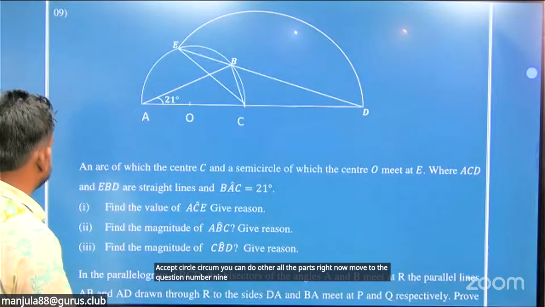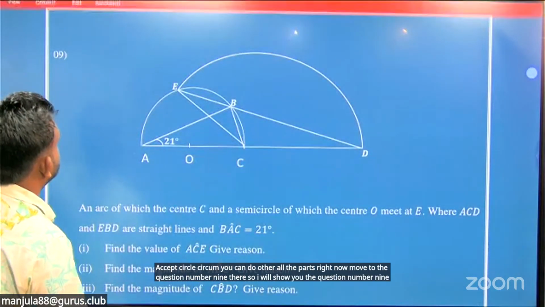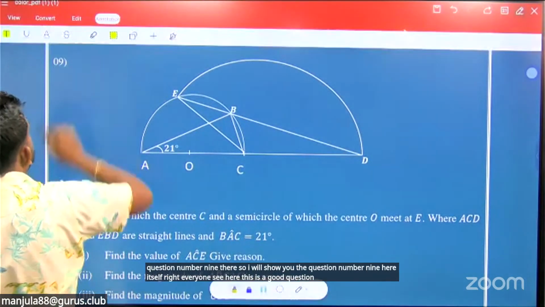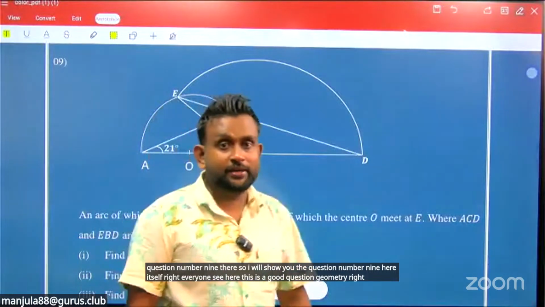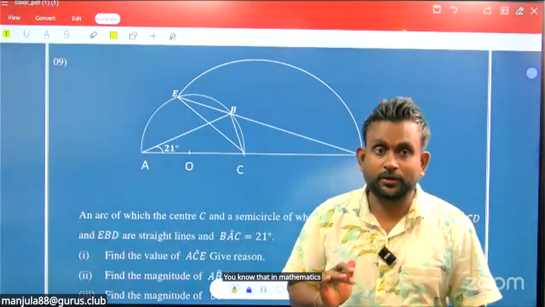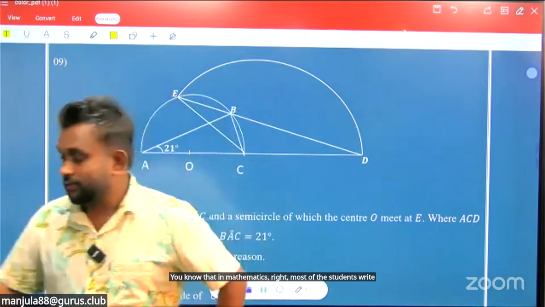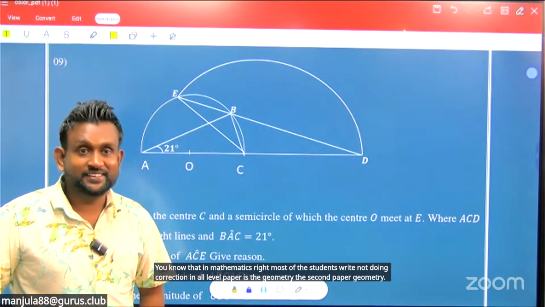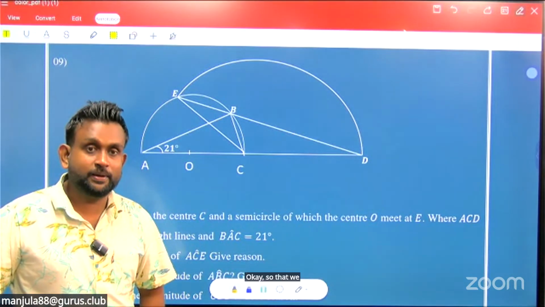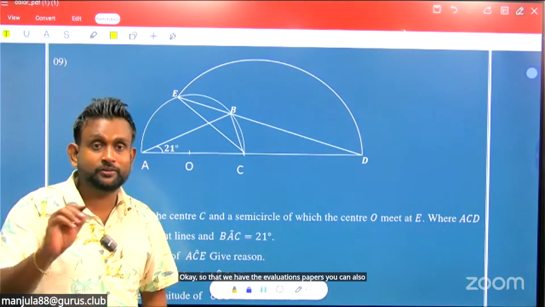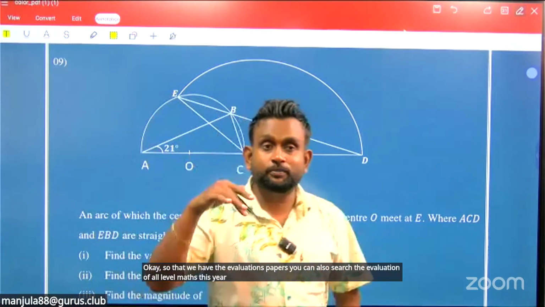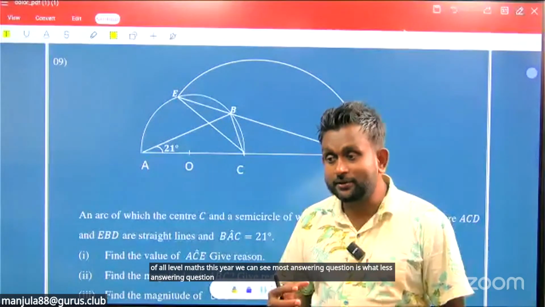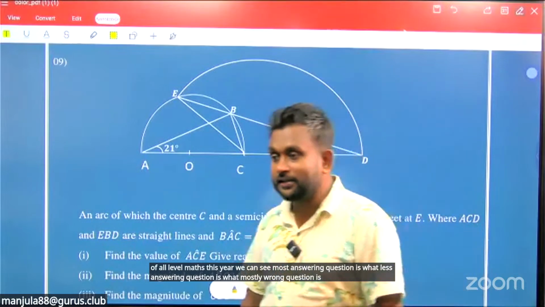So I will show you question number 9 here itself. Right, everyone see here, this is a good question. Geometry, right? You know that in mathematics, right, most of the students do not attempt the question in the O-level paper, which is the geometry, the second paper geometry. Okay, so we have the evaluation papers. You can also search the evaluation of O-level maths this year. You can see the most answered question is what, the least answered question is what, the mostly wrong question is what. Likewise, we can see it.